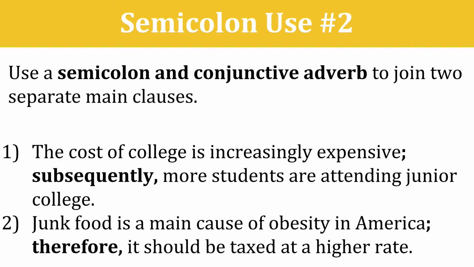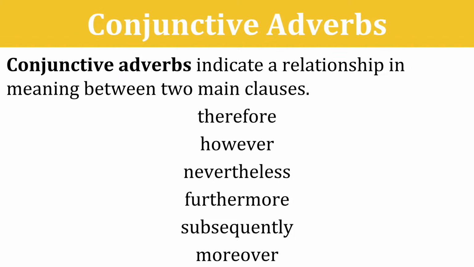The second example reads, "Junk food is a main cause of obesity in America; therefore, it should be taxed at a higher rate." Again, we have the first main clause, junk food is the main cause of obesity in America. The second main clause, it should be taxed at a higher rate, and we're pulling it together with the semicolon and the word therefore, which shows that relationship between the two main clauses.